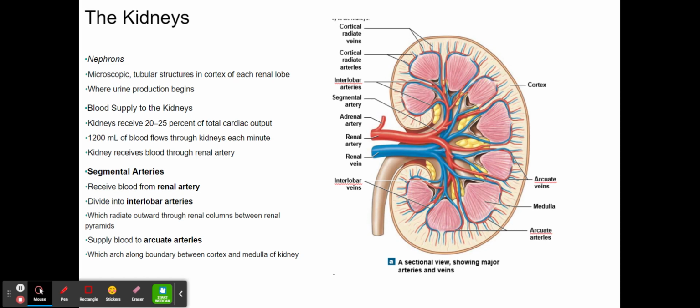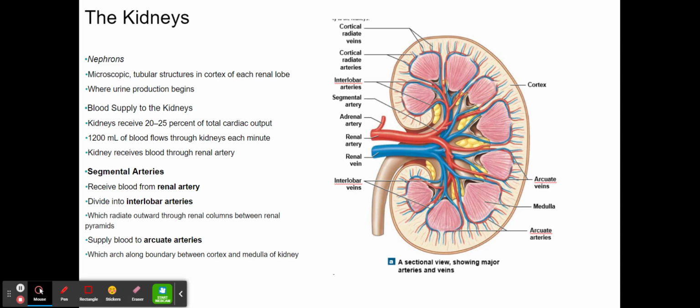Each kidney receives blood through a renal artery. This vessel originates along the lateral surface of the abdominal aorta near the level of the superior mesenteric artery. As it enters the renal sinus, the renal artery provides blood to the segmental arteries. Segmental arteries further divide into a series of interlobar arteries. These arteries radiate outward towards the renal columns between the renal pyramids.